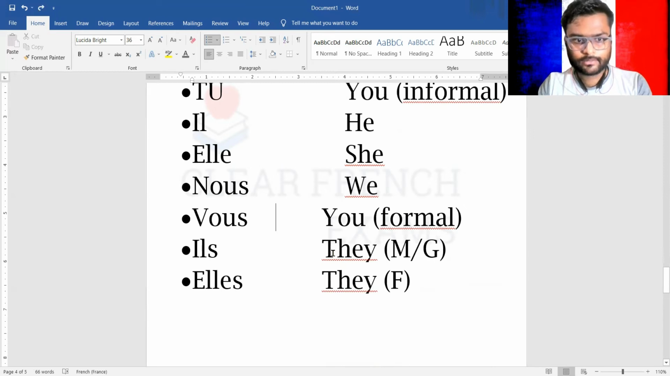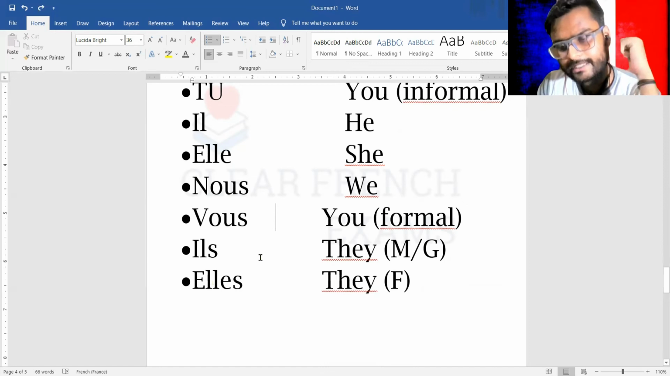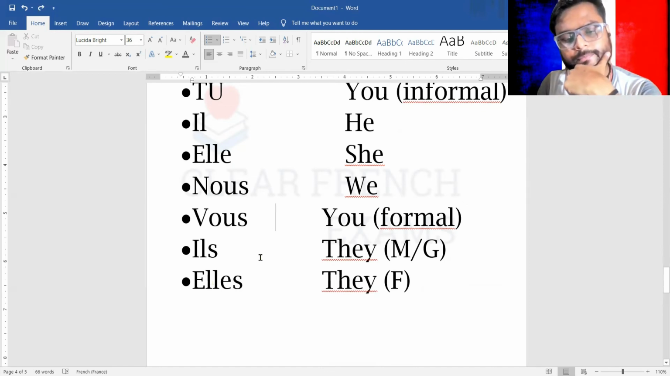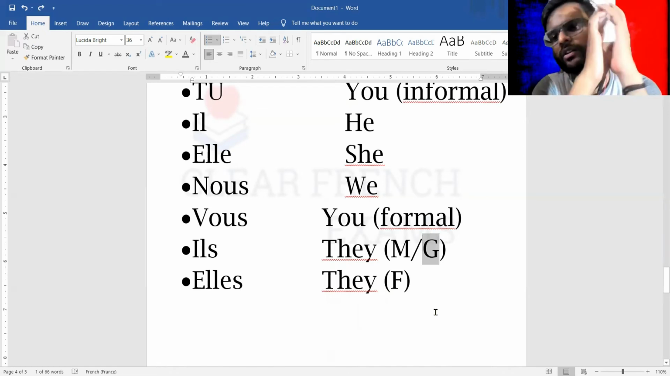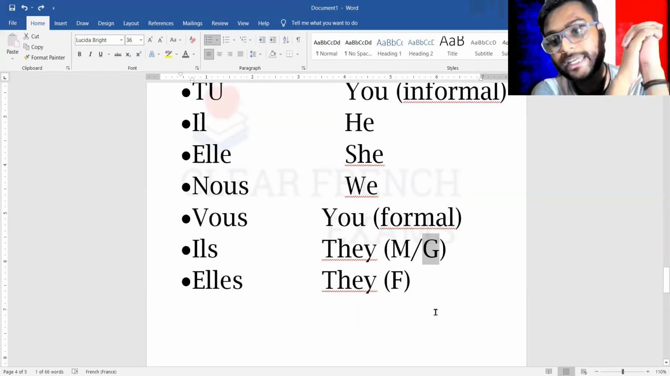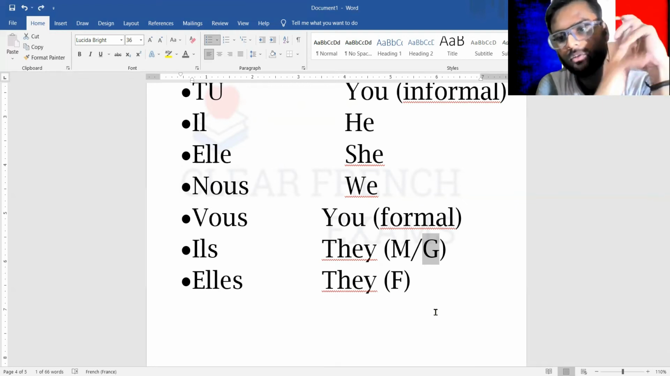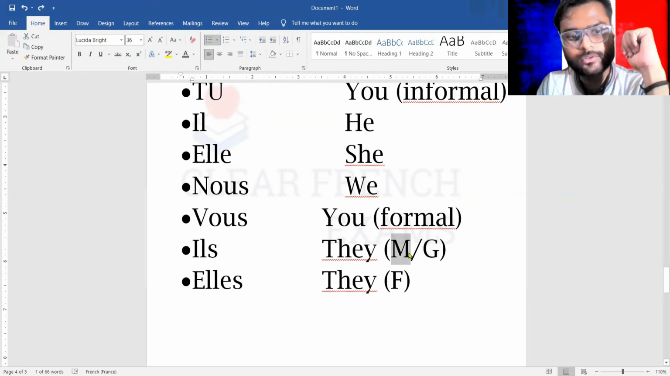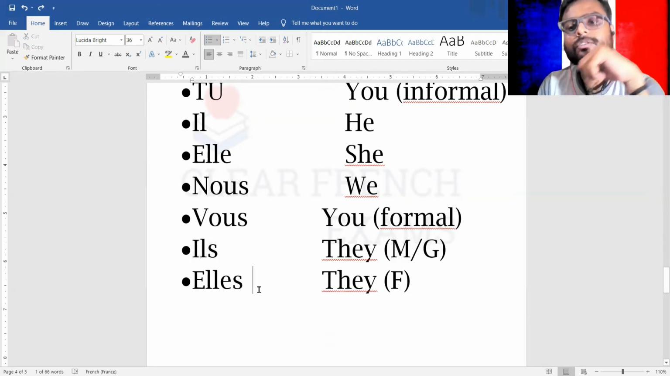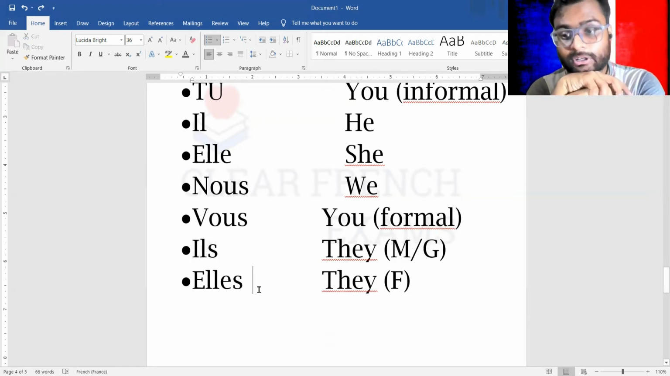Il, they, elle, they, but there's a small difference. I have seen many people on YouTube neglecting this very minor point, that whenever there is a general context and there are a lot of people, then you will use il. And if there is a group of men, then you will use il. But if there is a group of females, then what will you do? Then you will use elles.